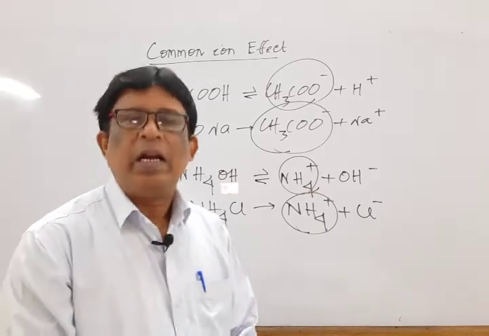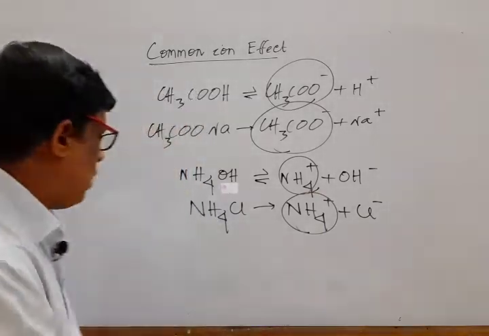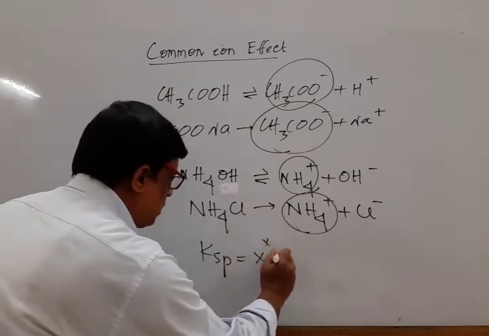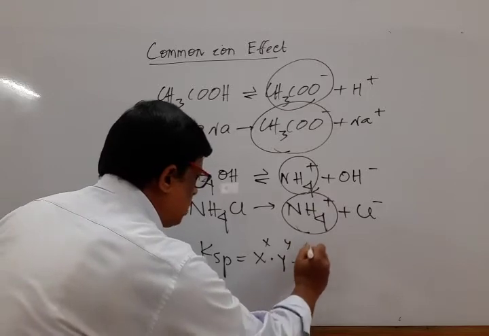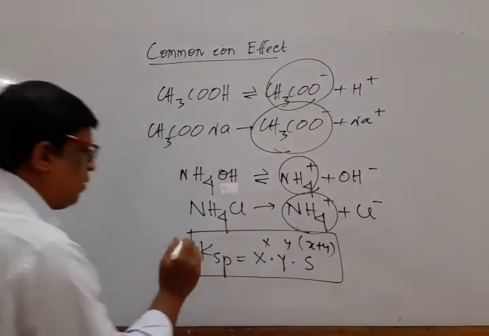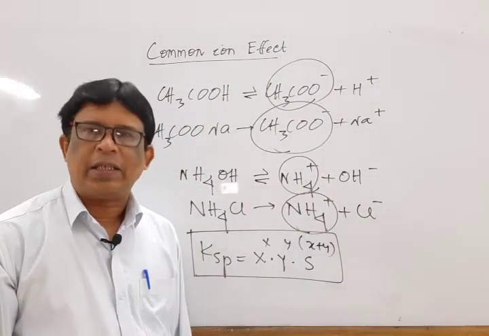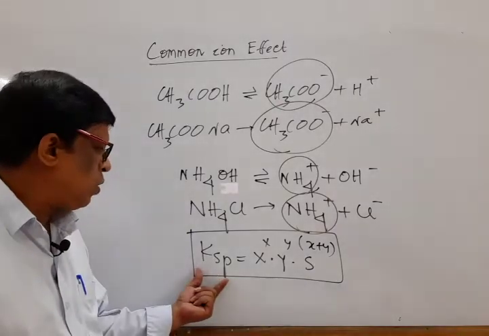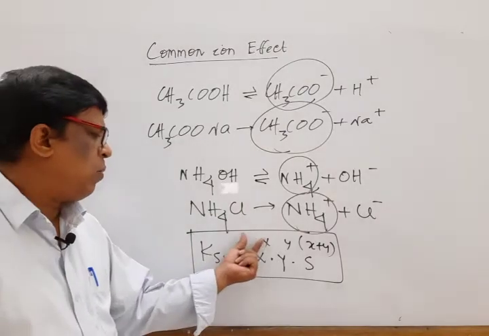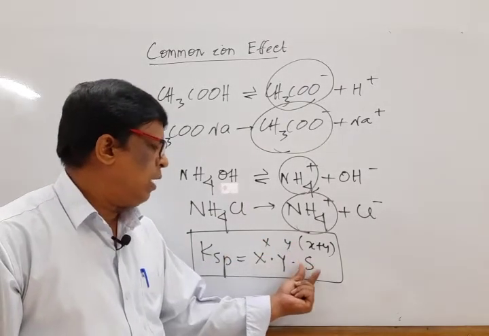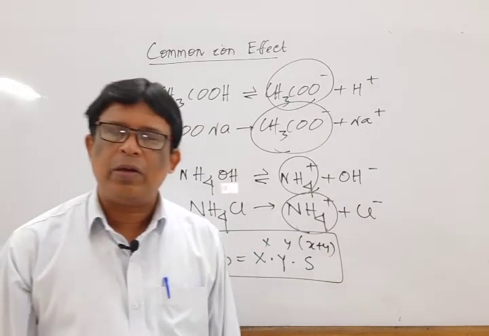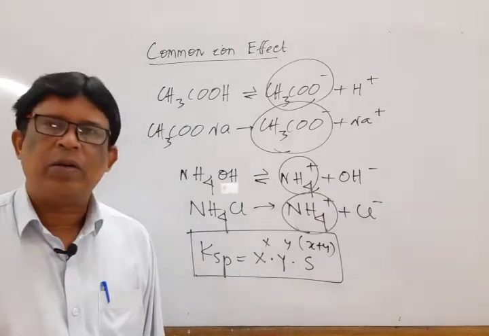By one formula, depending upon the different types of salt. That is, Ksp is equal to x to the power x, y to the power y, and s to the power x plus y. That is for a sparingly soluble salt AxBy, the relationship between the solubility product and the solubility is Ksp equals x to the power x into y to the power y into s to the power x plus y. Depending upon the type of salt, the formula is also different.